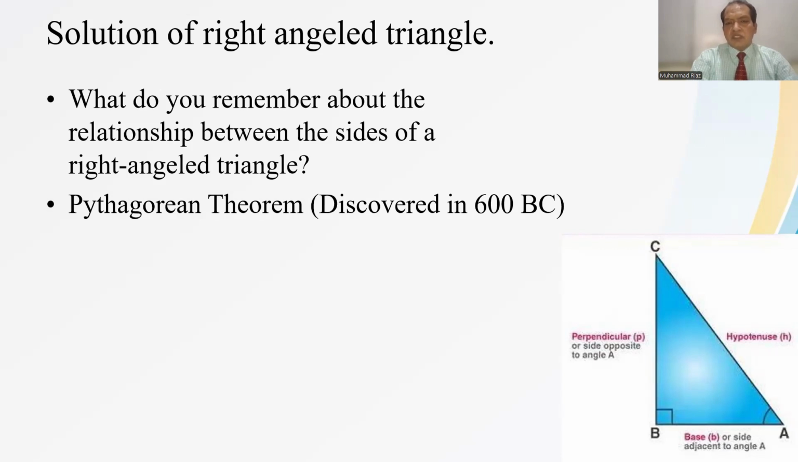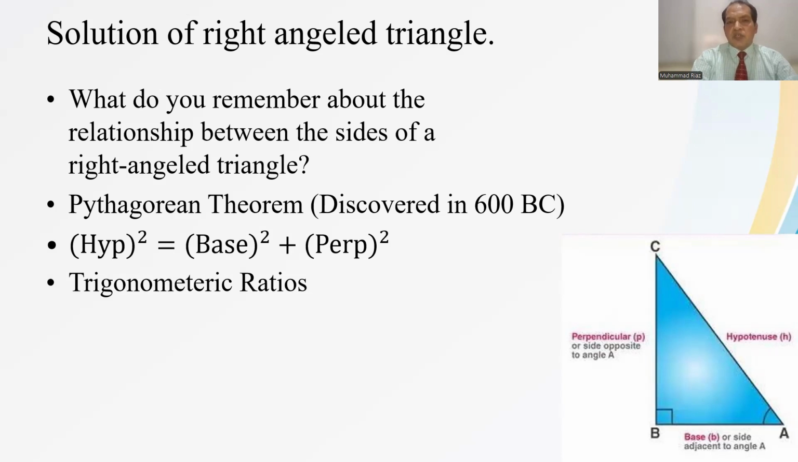This theorem was discovered in 600 BC, meaning 600 years before Christ, and is used commonly in mathematics and geometry. Can anyone tell me what the Pythagorean theorem is? Pythagorean theorem: hypotenuse square is equal to base square plus perpendicular square. Yes, good.